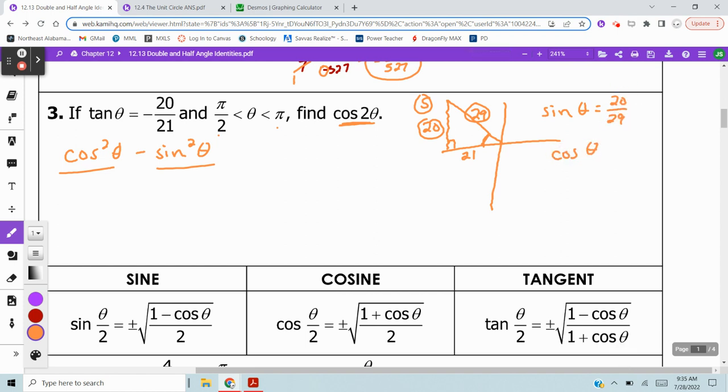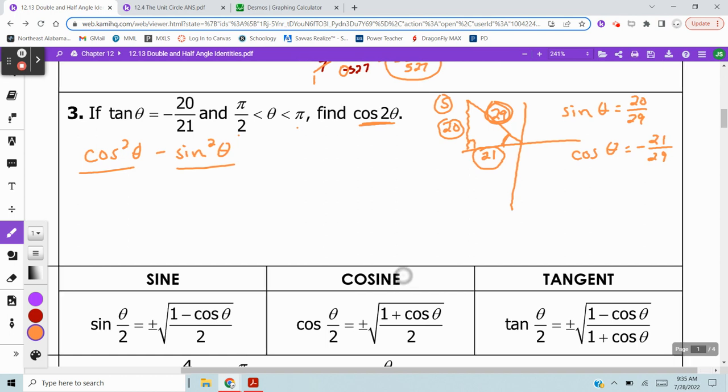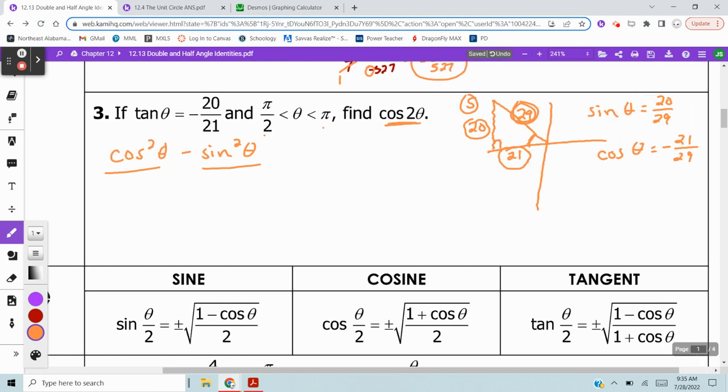Cosine, all students take calculus. So again, sine is the only thing positive, so cosine is negative. Cosine is adjacent over hypotenuse, so it'll be 21 over 29. Really, the positives and negatives won't matter, though, because the squareds will take care of them.